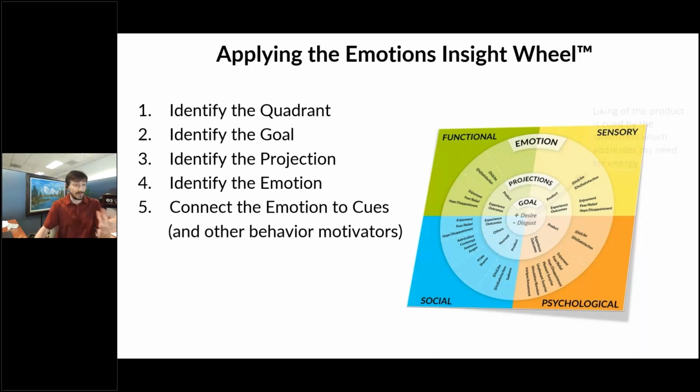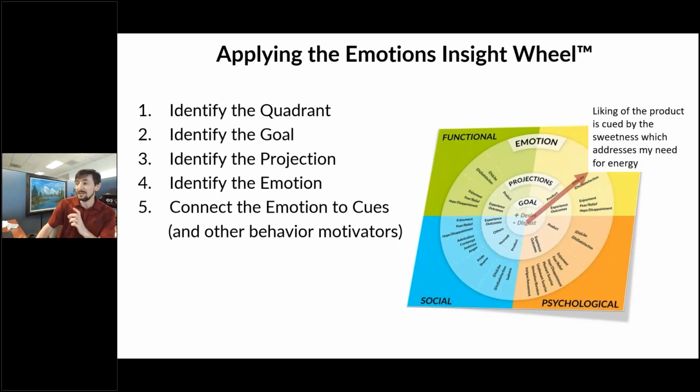It could be any behavior motivator. So let's take a look. One idea here as an example, liking of the product. So if I say, hey, this is a sensory component piece, liking of the product is cued by the sweetness, which addresses my need for energy, right? So you're connecting sweetness to energy and liking. So you're connecting all those dots together.